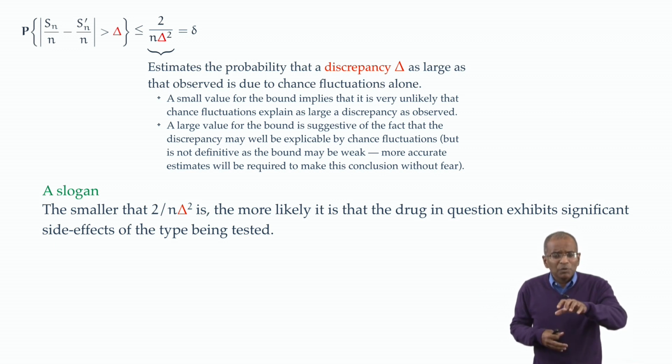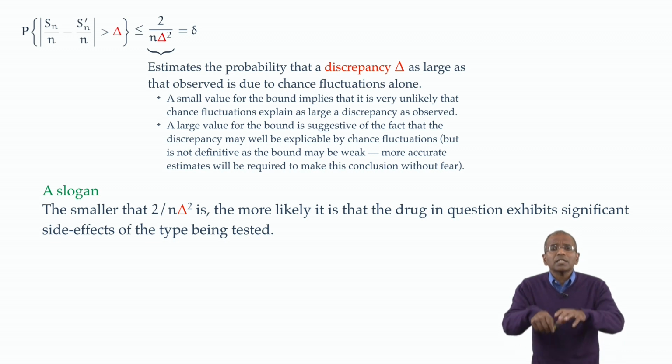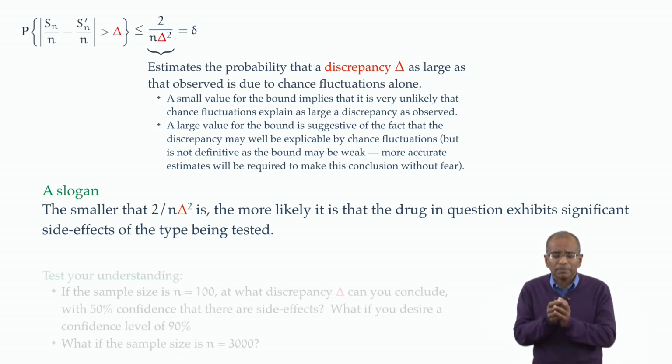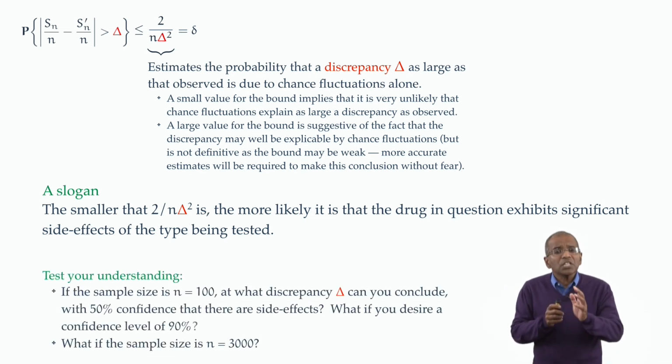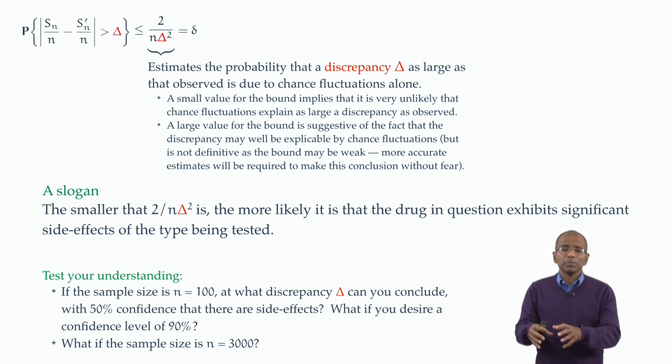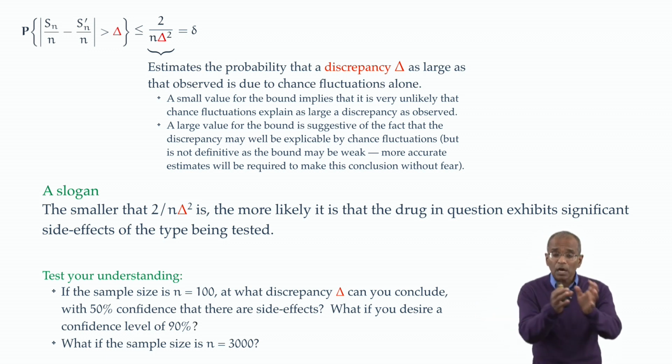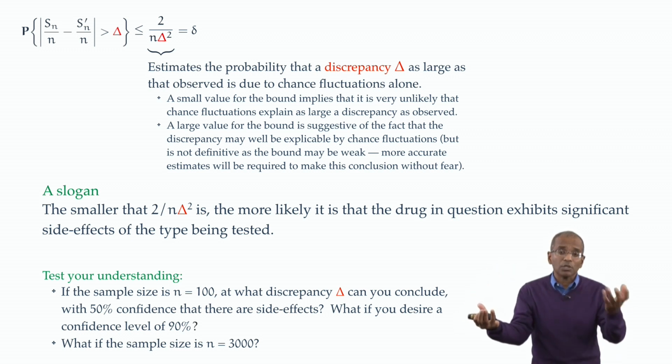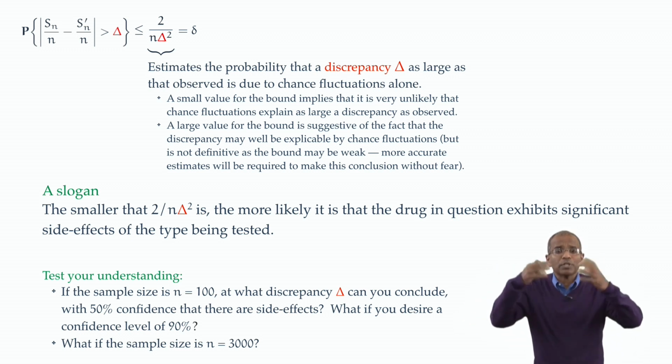Now, before we proceed, it might be well to do a little sanity check and a test of your understanding. So let's try this. Consider 2 settings. One where you have a sample size of size 100. So you have a double sample of 100 and 100. 100 given the drug, 100 given the placebo. And you observe a discrepancy.